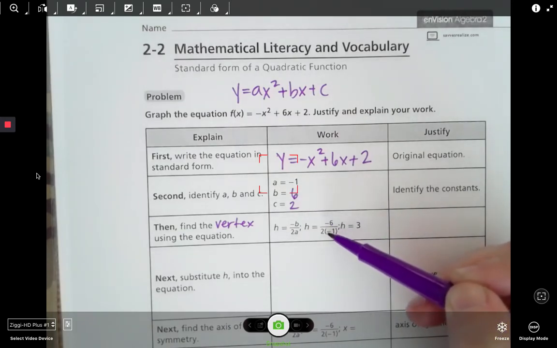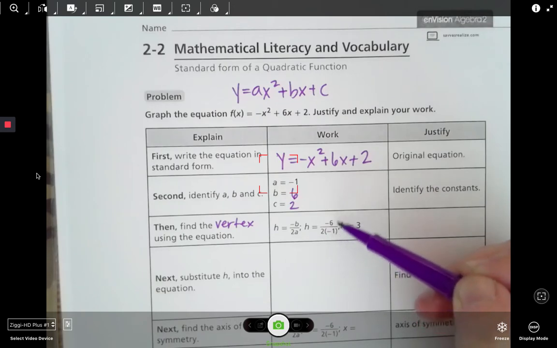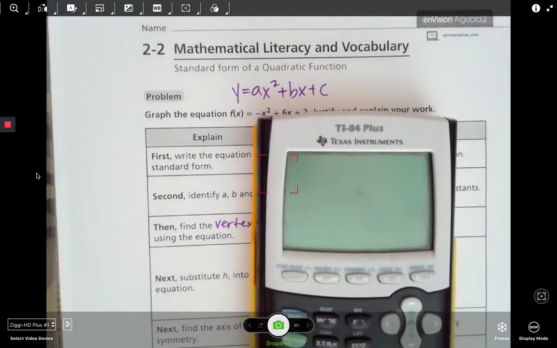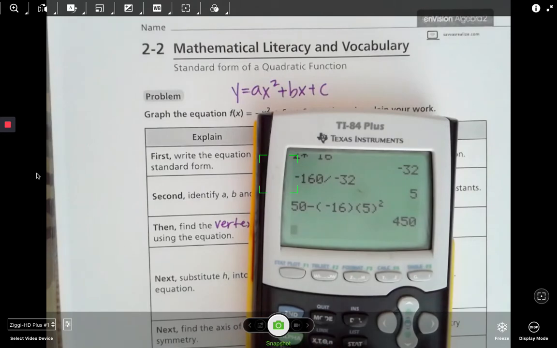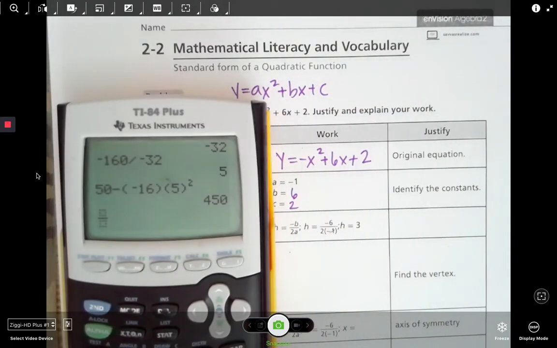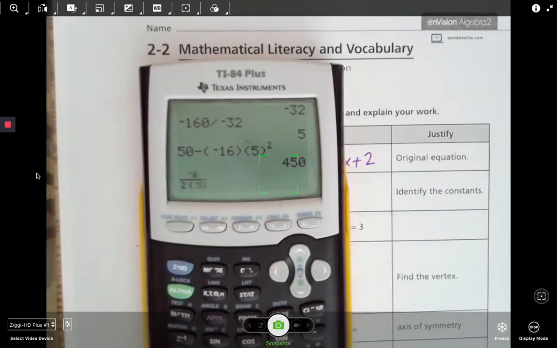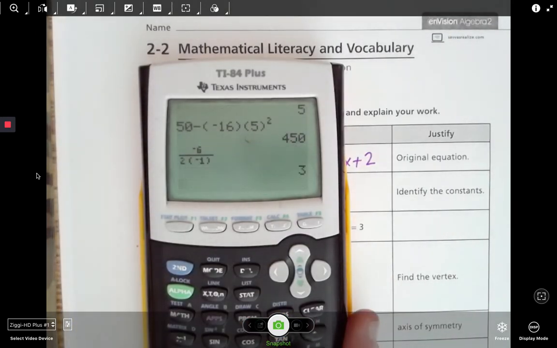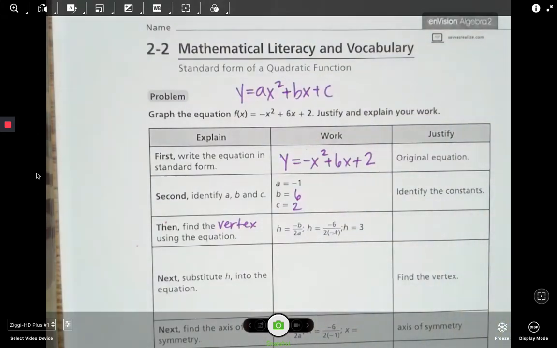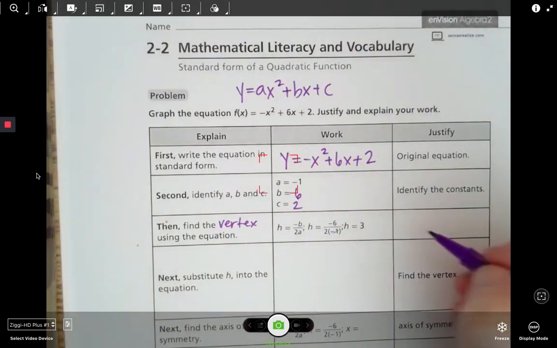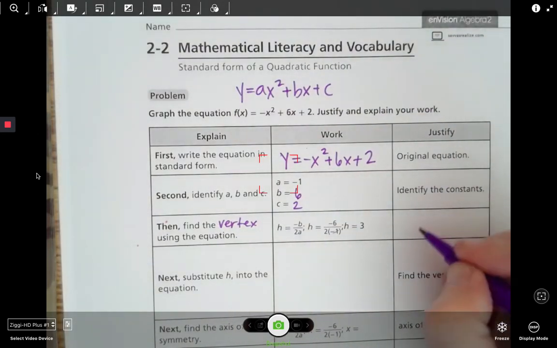They plugged in a negative 1 for a, simplified it in the calculator. All you would have to do is negative 6 over 2 times negative 1, and that's where they got the positive 3 from for your h value. So, justify, why do we do that? Because we were trying to find h.